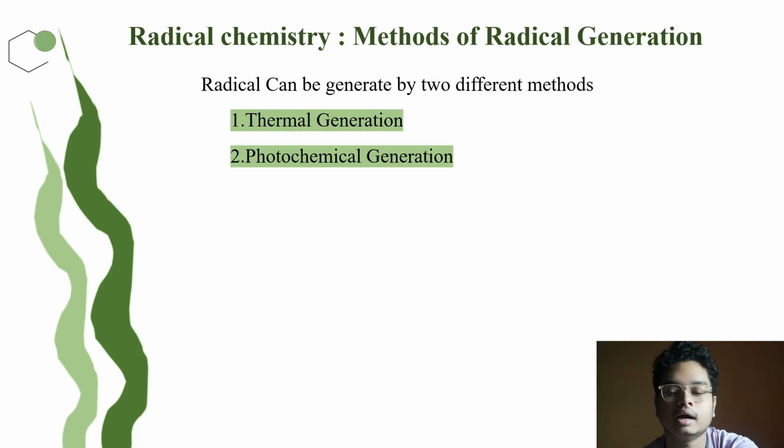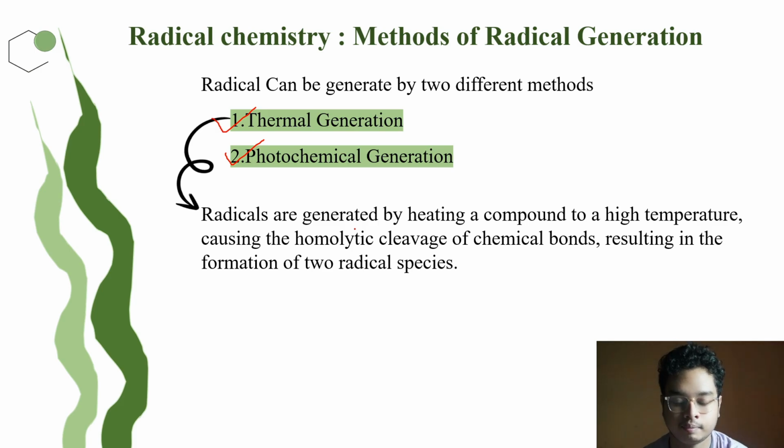Now let us discuss the methods of radical generation, that is, how a radical can be generated. In principle, radicals can be generated by two different methods: thermal generation and photochemical generation. In thermal generation, the compound is heated to a higher temperature, and all bonds have their own bond dissociation energy. When the heat energy is greater than the bond dissociation energy of a molecule, homolytic cleavage is observed.